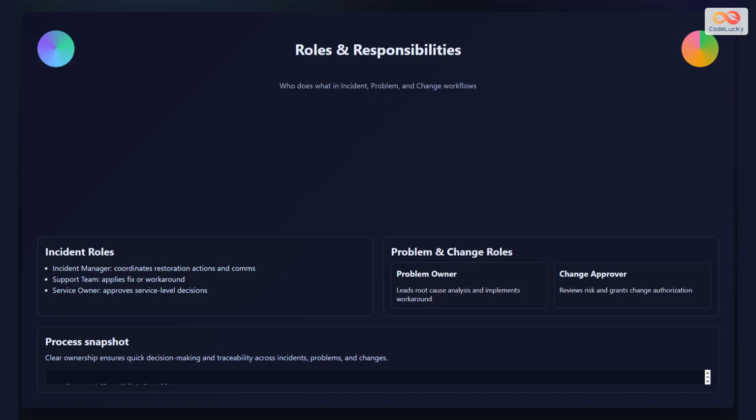A known error database captures documented problems and their workarounds. This database helps future incidents resolve faster by providing proven solutions. Problem reviews ensure that corrective actions are effective and prevent similar incidents from happening again.